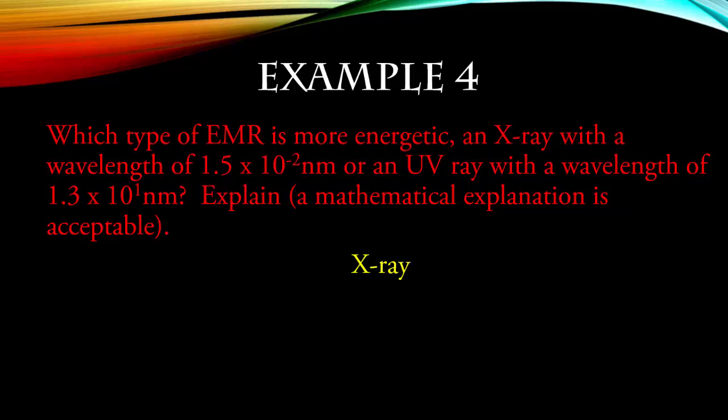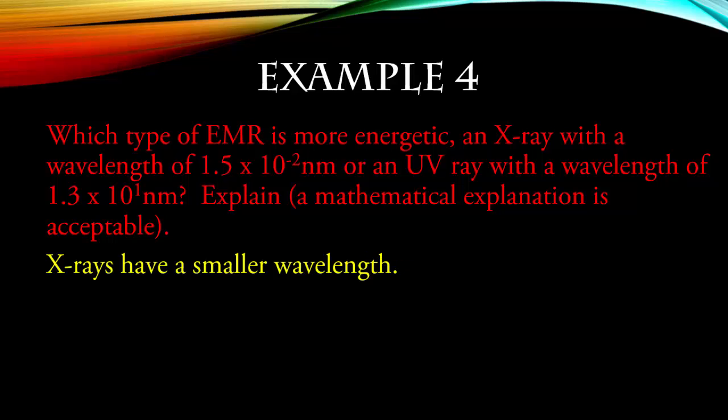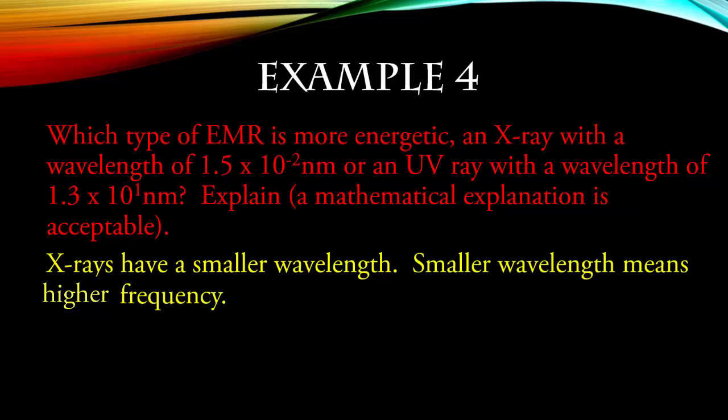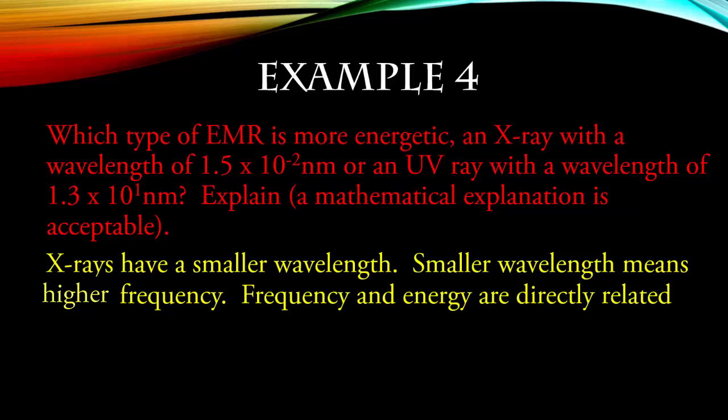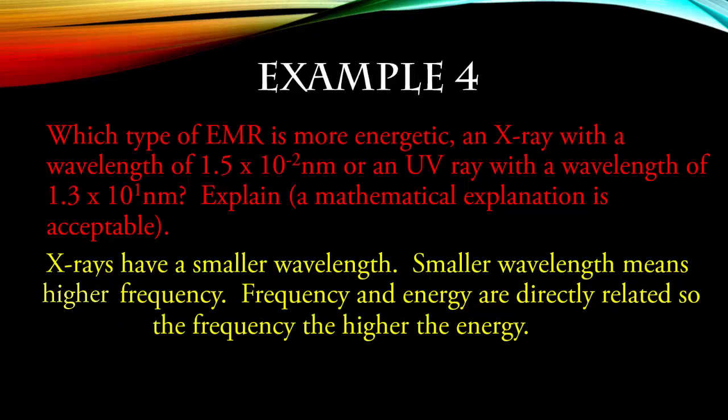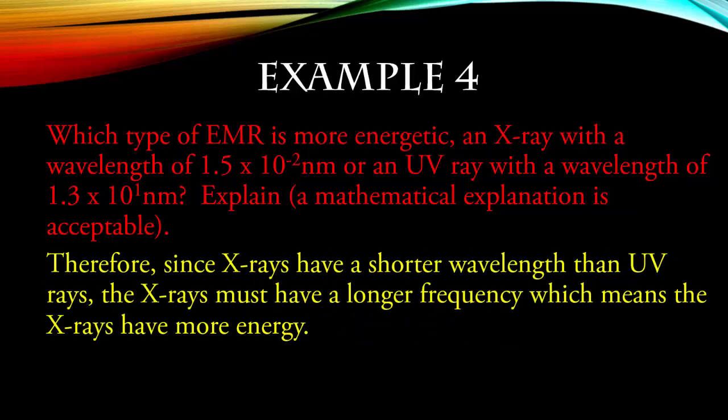If you did it mathematically, you would just run through the equations like we did in example 3. I'm not going to do that, but you can explain this verbally. X-rays have a smaller wavelength. Smaller wavelength means higher frequency. Frequency and energy are directly related. So the higher the frequency, the higher the energy. Therefore, since X-rays have a shorter wavelength than ultraviolet rays, the X-rays must have a higher frequency, which means the X-rays have more energy. So to review, energy is equal to Planck's constant times the frequency.